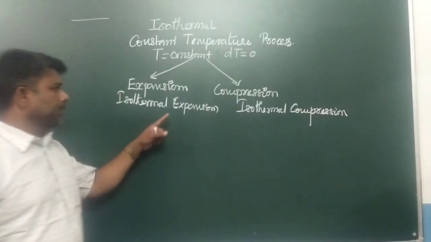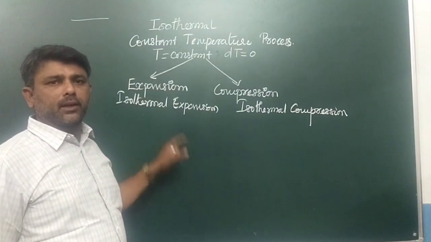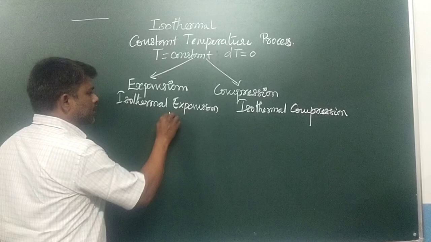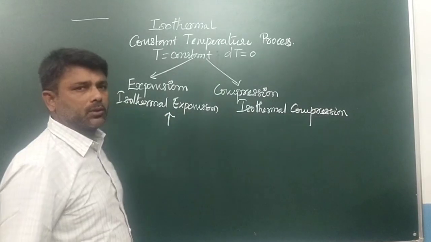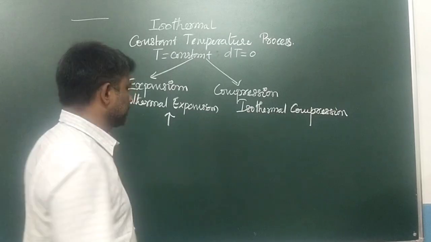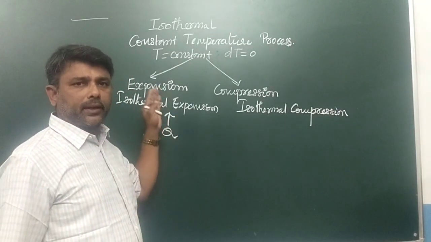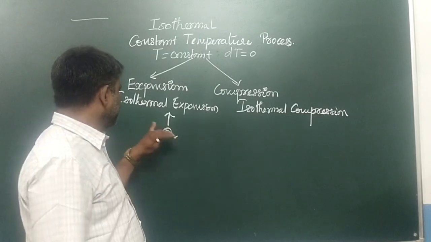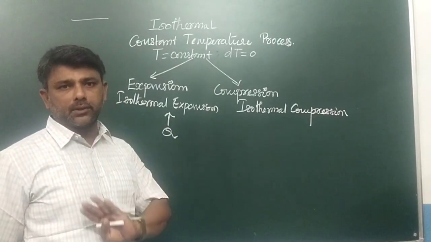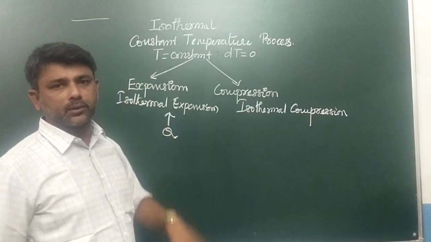In isothermal expansion process, we are supposed to supply a certain amount of heat to the system. We have to add a certain amount of heat for expansion. Upon addition of heat, there is no change in temperature of the system. The heat is completely utilized for the expansion process.